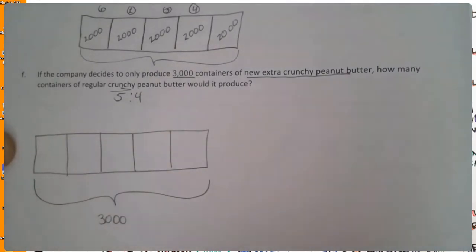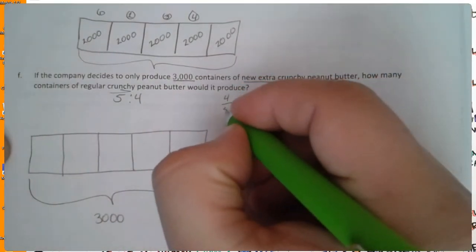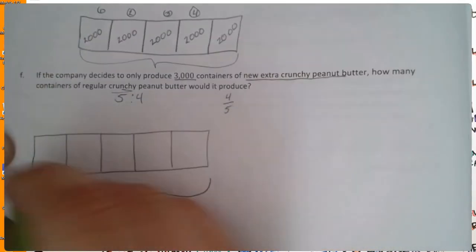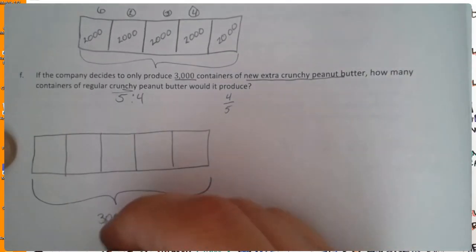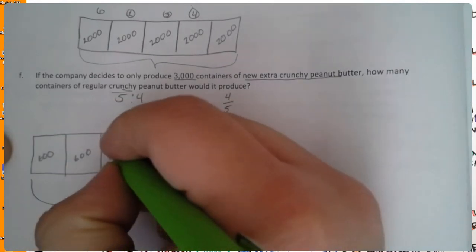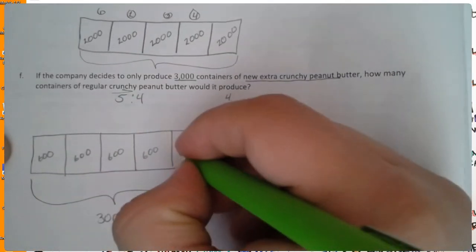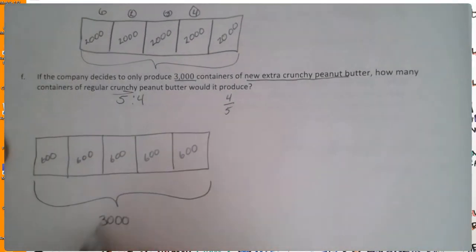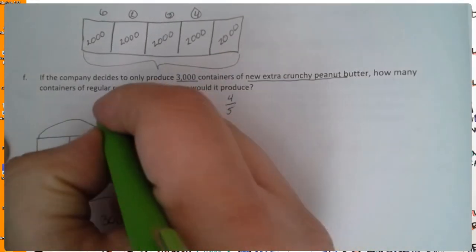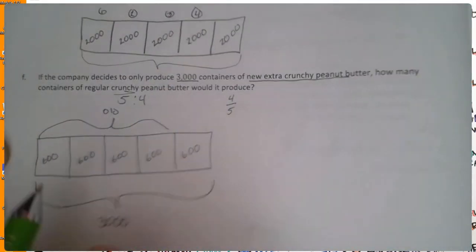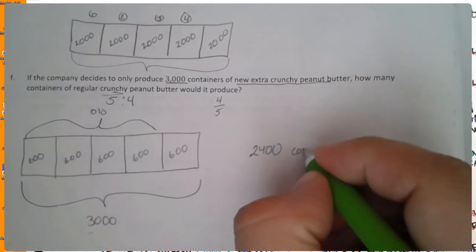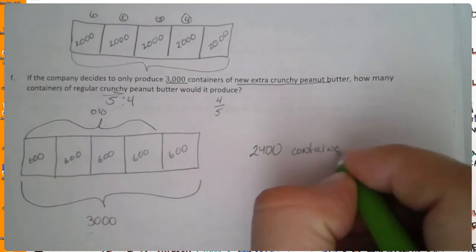Now normally, like I said, we were doing a 4/5. So we're looking at 4 out of 5 containers equaling regular crunchy. So we've got to find out how many each of these containers measure. 3,000 divided by 5 is going to be 600. So each container, or each section, contains 600 jars of peanut butter. Now if 600 times 5 gives me 3,000, 600 times 4 is going to give me the old recipe. So 600 times 4 is 2,400. So 2,400 containers is what's needed here.